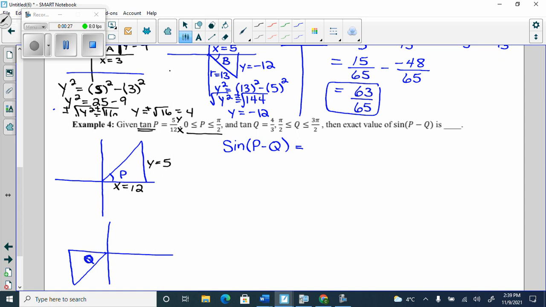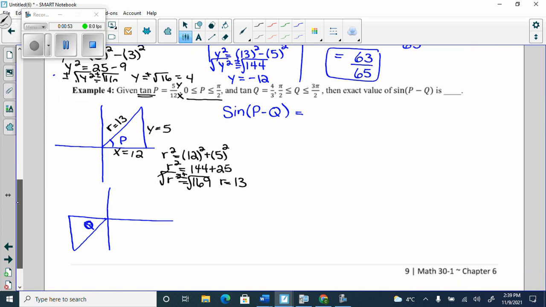But r squared equals 12 squared plus 5 squared. R squared equals 144 plus 25. So r squared equals 169. And when we square root that, we get plus or minus. However, r is always positive, so it's 13. Okay? Then I do this one.